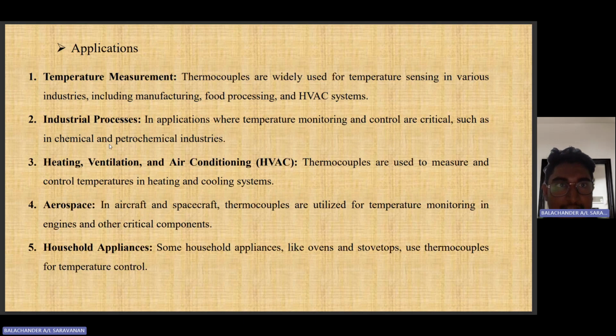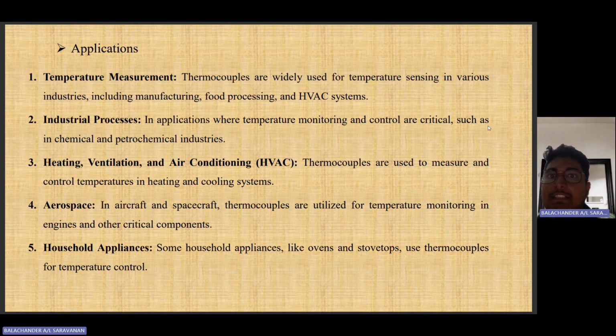Okay, these are the applications. The first one is temperature measurement. Thermocouples are widely used for temperature sensing in various industries, including manufacturing, food processing, and HVAC systems. The second one is industrial processes, in applications where temperature monitoring and control are critical, such as in the chemical and petrochemical industries.